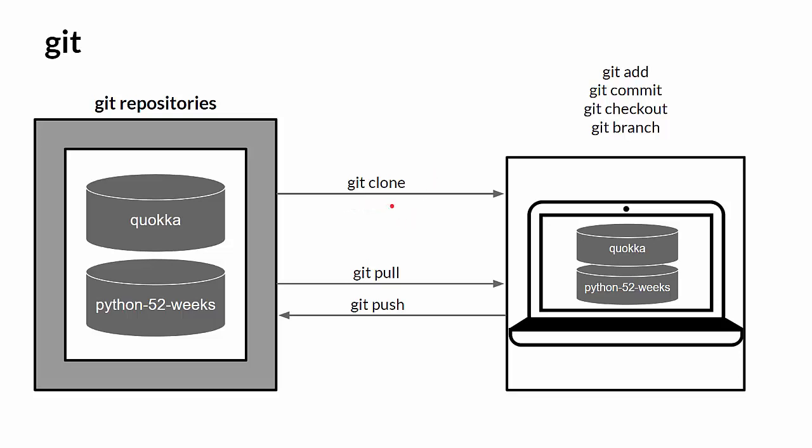Now the first one to know about is this one, Git Clone. What Git Clone is going to do is it's going to take a repository and give you an image of that, in other words, a snapshot of it on your local system.